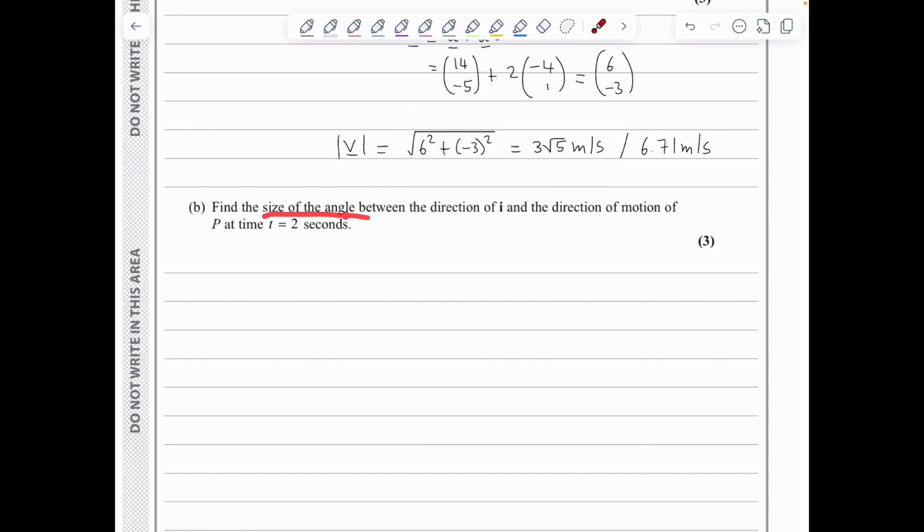In part B, we need to find the size of the angle between the direction of the vector i and the direction of motion of P at time t equals 2. Well, we know that the direction of motion stems from the velocity. We found the velocity when t is 2 to be (6, negative 3). So I can quickly draw a vector of (6, negative 3). We go to the right and down. We are looking for the angle between i and the velocity vector. So i is the vector going to the right. So we're looking at the angle shown as theta here. Well, this simply leads to tan theta being equal to 3 over 6. And therefore theta turns out to be 26.6 degrees.